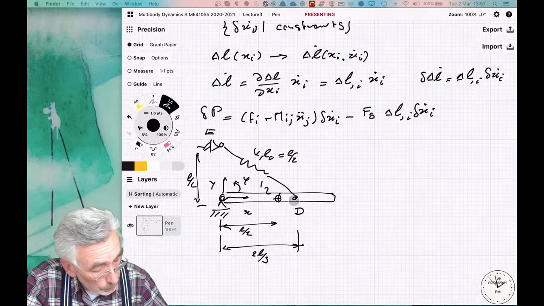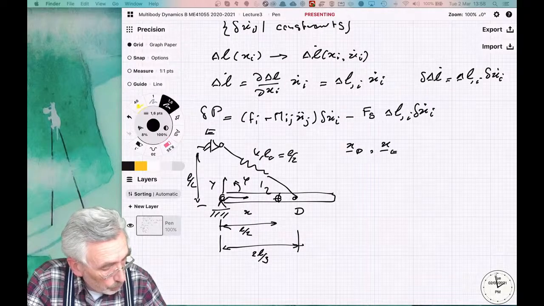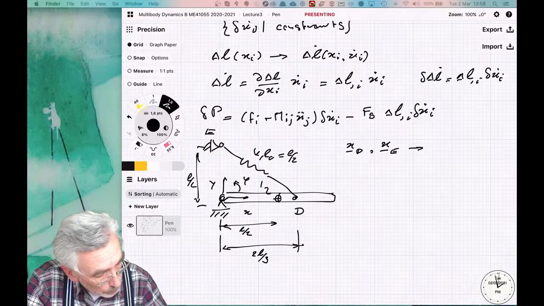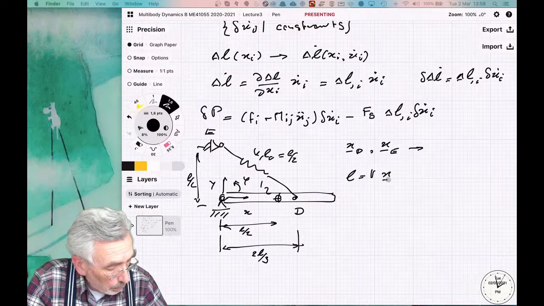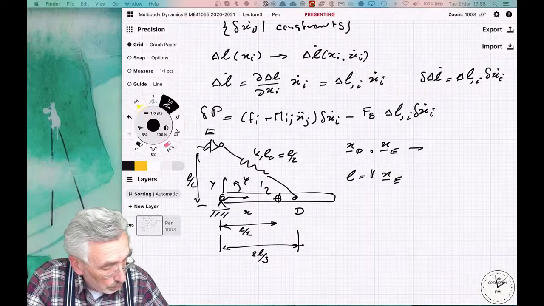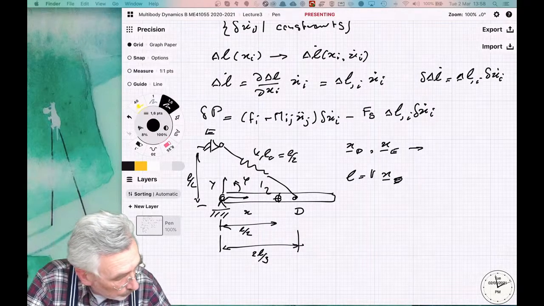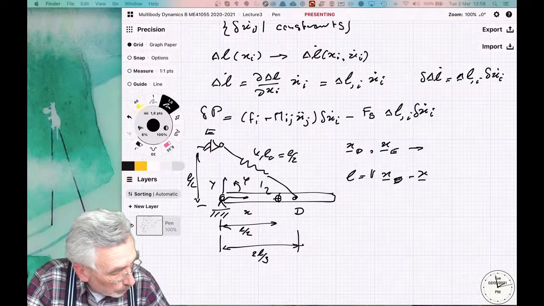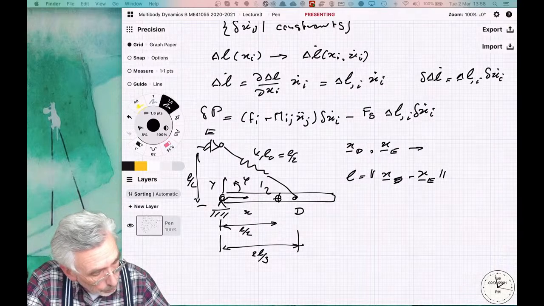So we have to find these positions xd and xe. If we have those, then we can calculate what the length is. That's just the norm of d minus e. And we take the norm of that. So what are these positions?